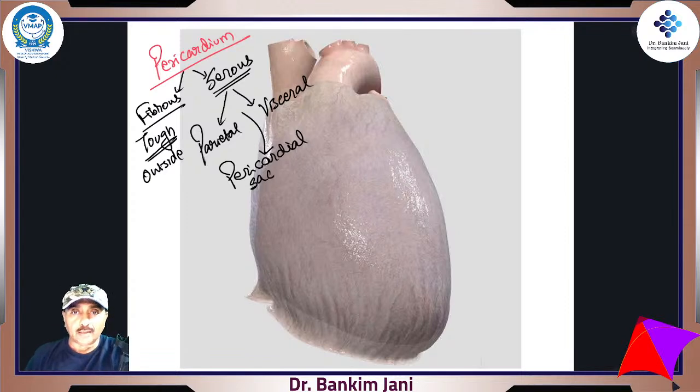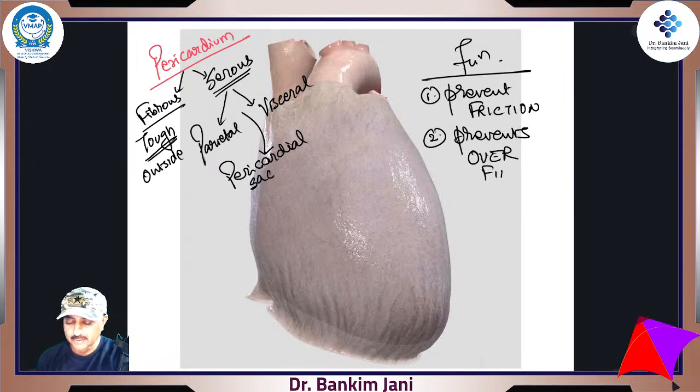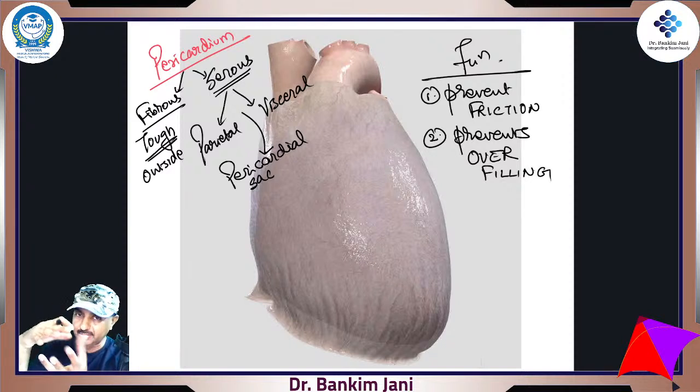Okay, it has functions. If you really talk about the functions, there are two major functions. One, it prevents friction, because the heart is properly covered within these layers. So though the heart is beating constantly, there is very little friction with the surrounding structures. And second, it prevents overfilling, because this is a tough structure covering the heart, and it gives resistance, right? So that's the pericardium.